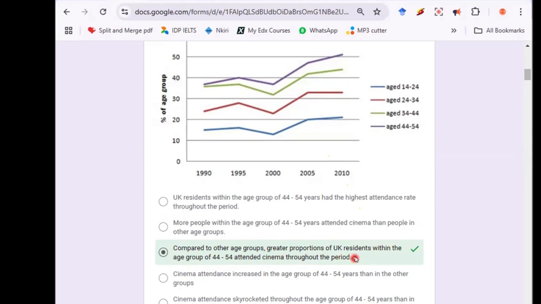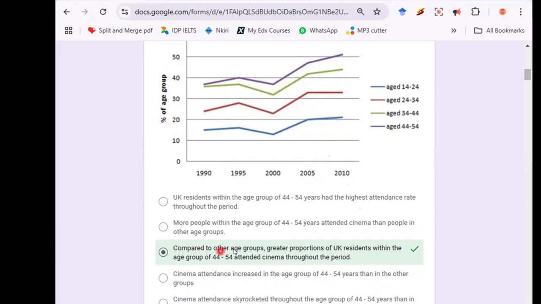That's accurate interpretation. Look at this number 4, also wrong. Cinema attendance increased in the age group of 44 to 54 years than in the other age groups. No, it did not increase than in the other age group. It also increased in the other age groups. So you cannot say it's increased than, and that one is even sounding somehow.